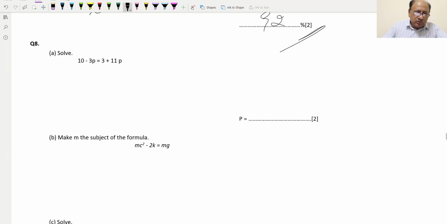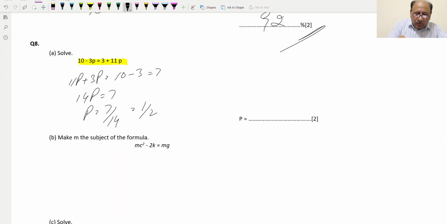Question number 8, solve. We need to simplify this algebraic equation, and this will be what? We can shift 3p to the other side, so 11p plus 3p is equal to 10 minus 3, which is equal to 7, and this will be 14p is equal to 7, so p is equal to 7 by 14, which is equal to 1 by 2 or 0.5. So our answer will be 1 by 2 for 2 marks.